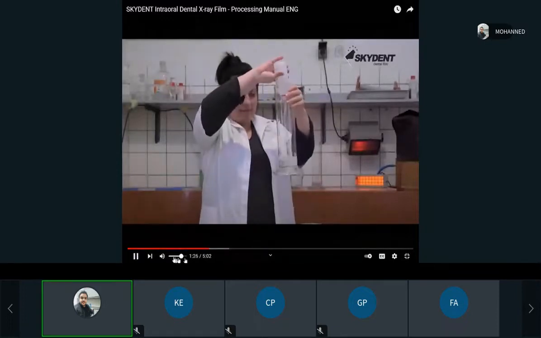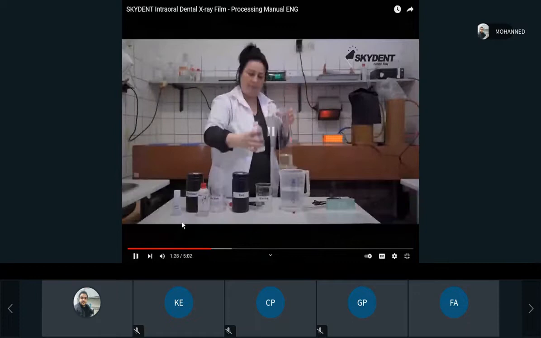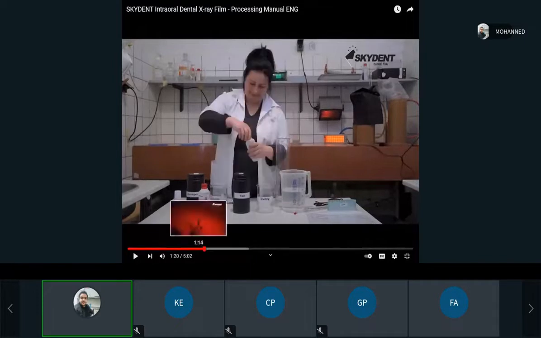So this is what we used to have to do when we take an x-ray. We have to have a fixer, a developer, a washing solution, all ready to be able to actually get the x-ray to be developed. So I'm just showing you the pain that you're not going through because we have digital x-rays.